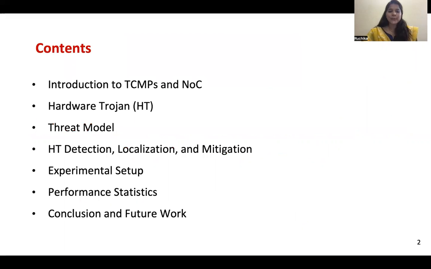This is the flow of my presentation. It starts with the introduction to TCMP and NoC, followed by the proposed threat model, suggested mitigation technique, experimental results, and conclusion and future scope.